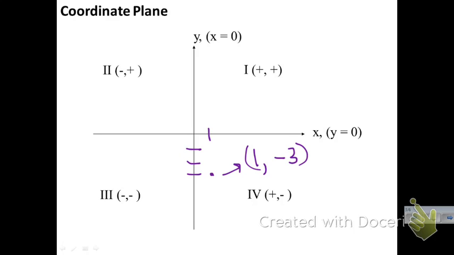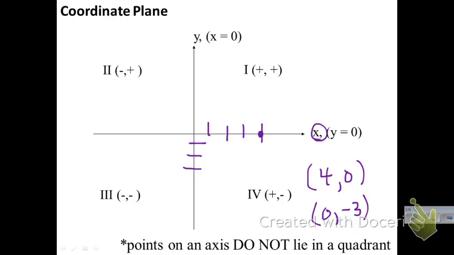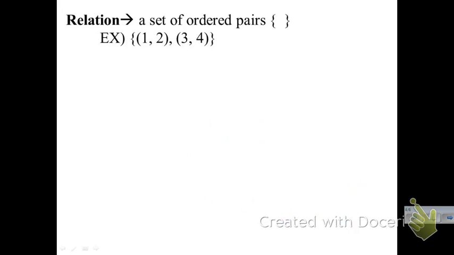There will be times when you get points that do not lie in any quadrant. For example, if I gave you 4, 0, this would say you go over 4, up 0. So that point does not lie in a quadrant. We would say it lies on the x-axis. Or if I gave you the point 0, -3, this says you would go over 0 and down 3. So again, this point does not lie in a quadrant, and we would say that it lies on the y-axis.